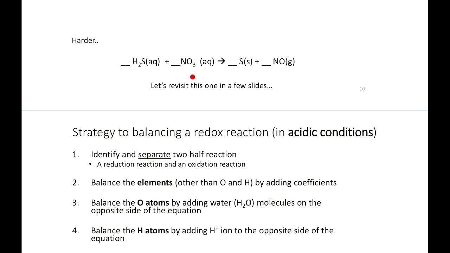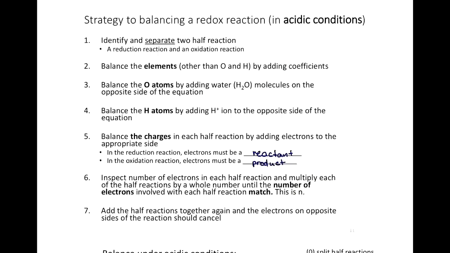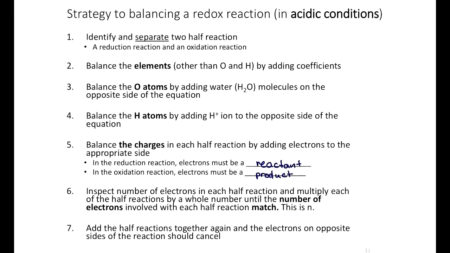I promise you, you can't just look at this and balance it. It's a lot more involved. So here are the steps. There are 7 steps to balancing a redox reaction in acidic conditions. If you memorize these 7 steps, you'll always be right. So just learn them. Okay, so here they are.